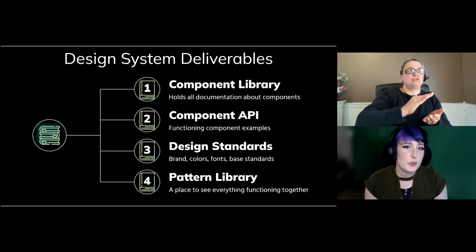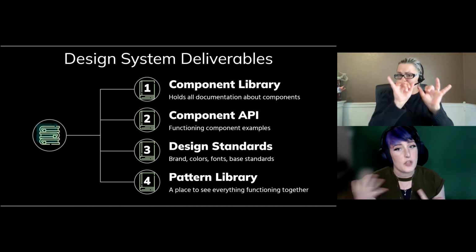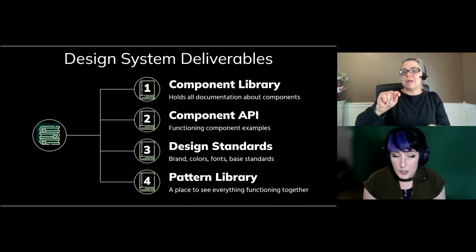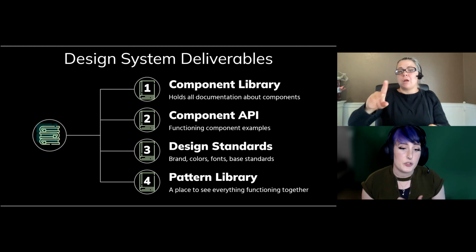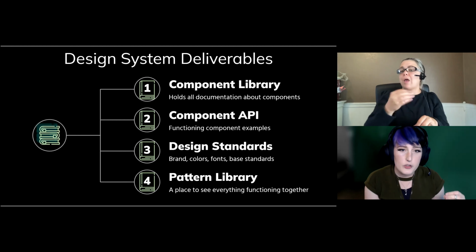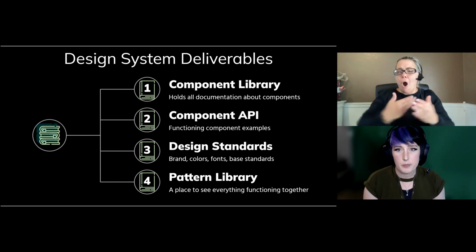Things that can go into a design system, like type of deliverables, are component libraries, which hold all the documentation about components; component APIs, which is a functioning component example; design standards, which is brands, colors, fonts, that kind of stuff; and then pattern libraries, where you can see everything functioning together. All of those work together to make what we would call a design system.